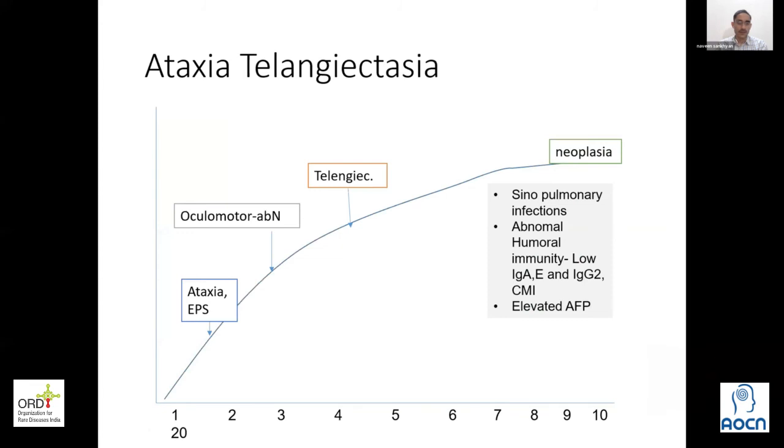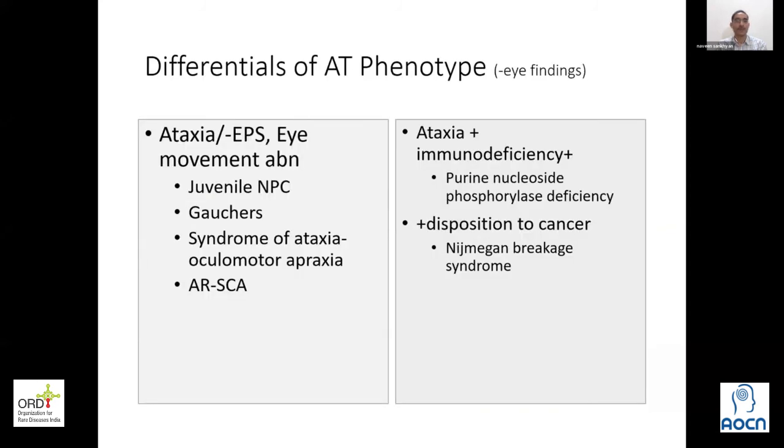And from a clinical standpoint, you need to remember that they initially present with ataxia and extrapyramidal features. And at that time, they may not have telangiectasias. The oculomotor abnormalities, particularly the apraxia, appear later on. Telangiectasias may be delayed in appearance as late as 4 to 6 years. And finally, in late childhood or early adolescence, they develop predisposition to neoplasias and recurrent sinopulmonary infections.